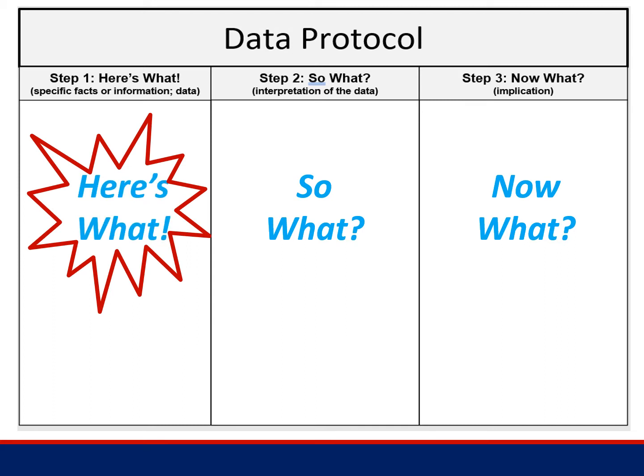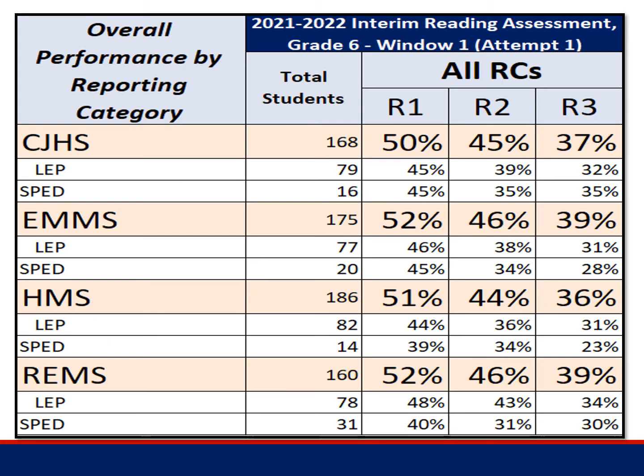So be ready to take some notes. You might consider writing a little bit smaller so that you can fit all the notes into this one column. It's up to you though, just a recommendation there. So this is our first set of data, overall performance by reporting category by campus.